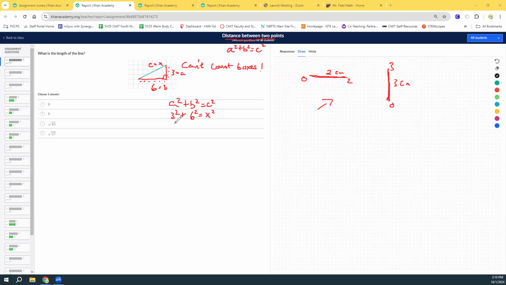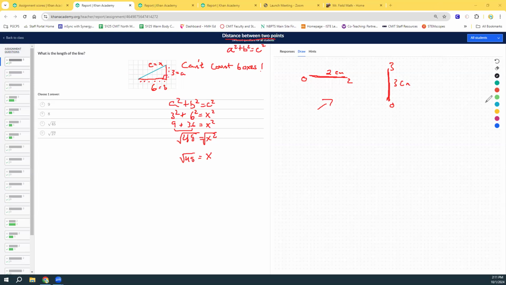Everyone with me? 3 squared is 9, 6 squared is 36. We are solving for C, so we're going to add. So that's 45 equals X squared. Square root both sides, and you get X equals the square root of 45. Okay, so that is how you do that.